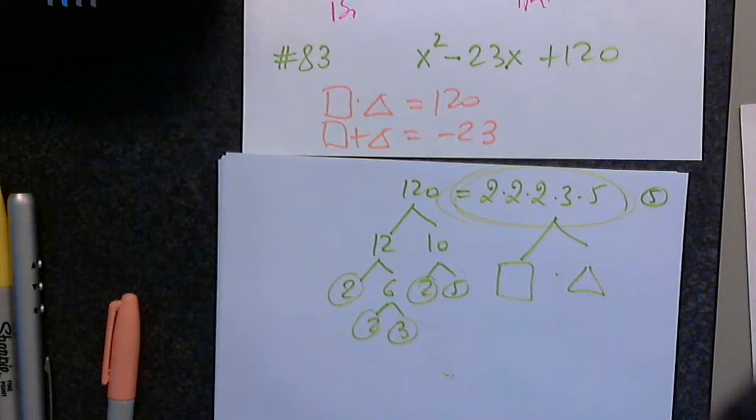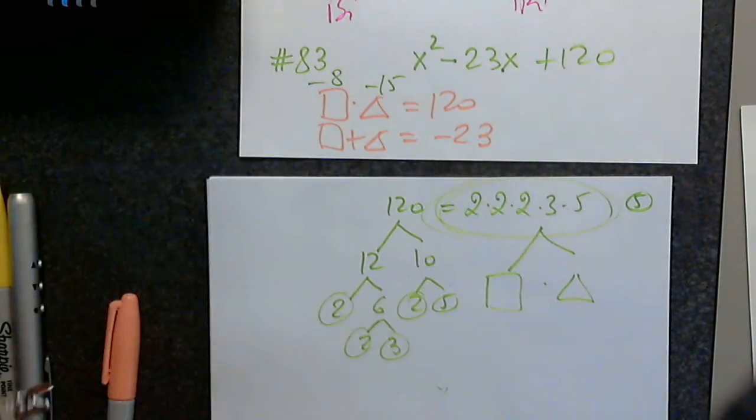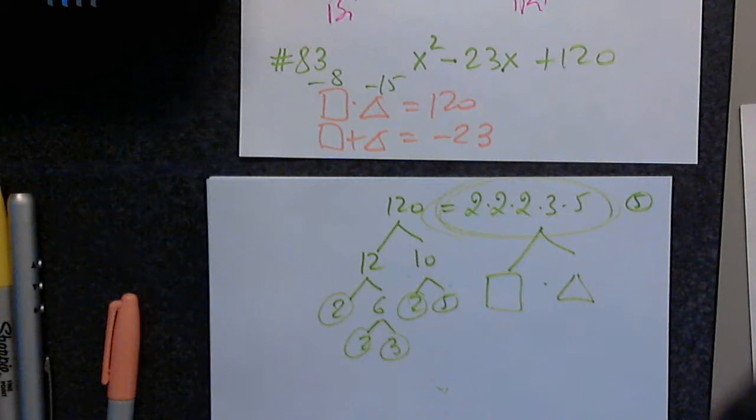Any idea? Oh, it's 8 and 15. That's it. Do they add up to 23? Yes. And they're both negative. So negative 8 and negative 15. The product is a positive 120, and their sum is negative 23. So then how do I factor this?